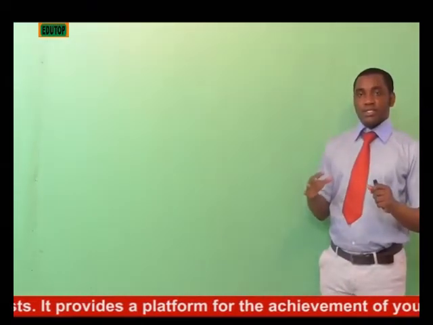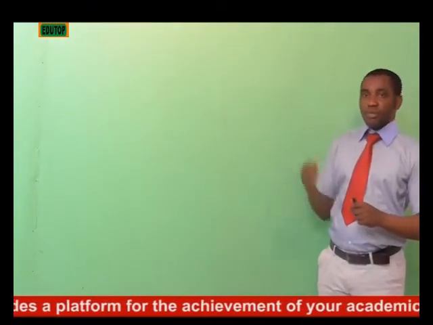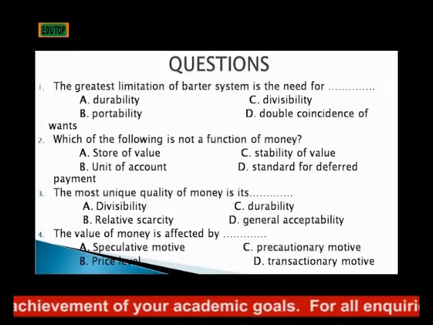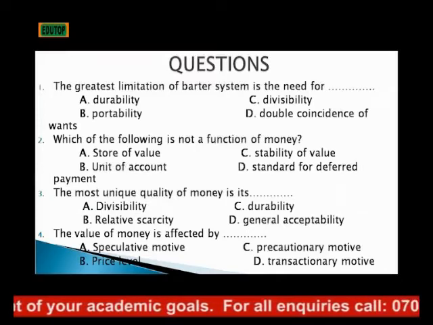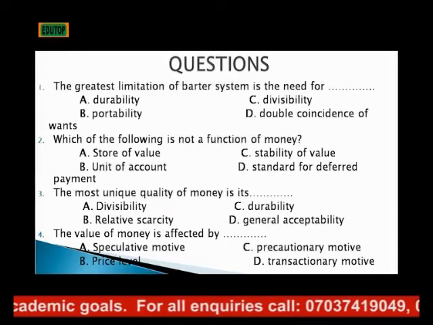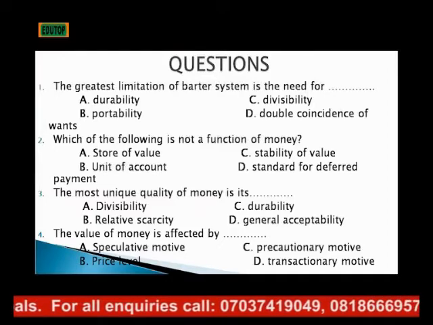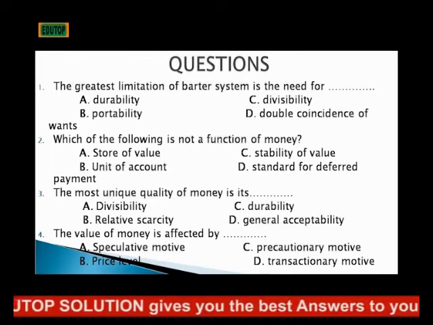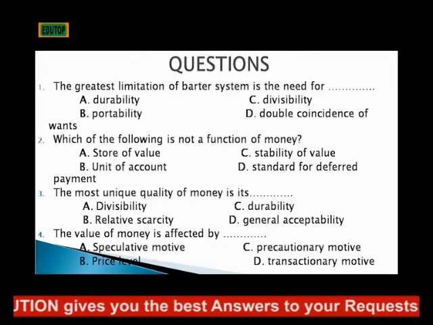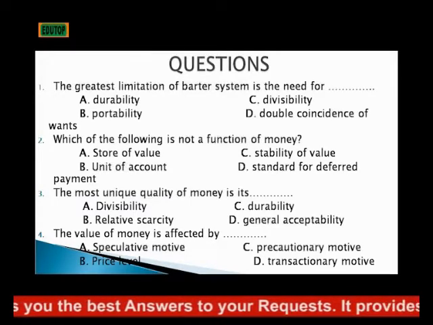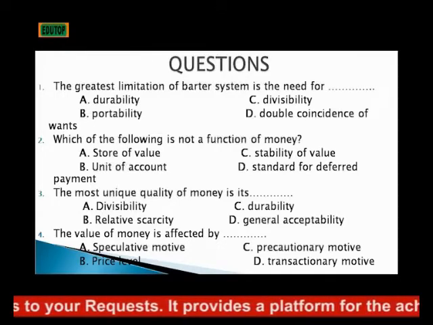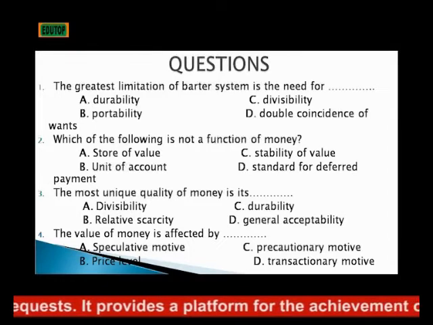Now let's look at some questions under the topic money. The first one is: the greatest limitation of the barter system is the need for dash. A. Durability. B. Portability. C. Divisibility. D. Double coincidence of wants. Number 2. Which of the following is not a function of money? A. Store of value. B. Unit of account. C. Stability of value. D. Standard of deferred payment.